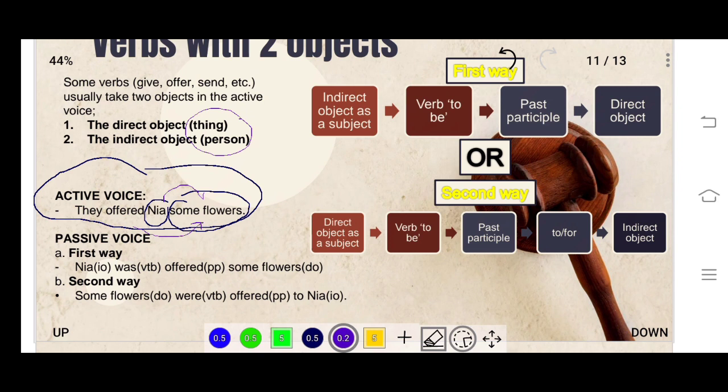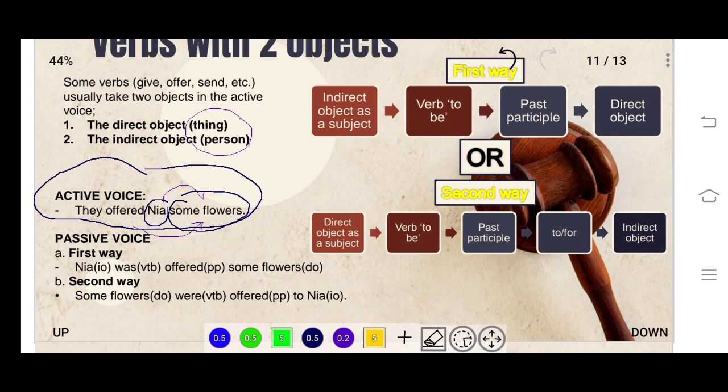Okay, understand? But the direct object, if we don't put the Nia or the indirect object or the person, can stand alone. So, they offered some flowers. That is the verb with two objects. Okay, so let's take a look.